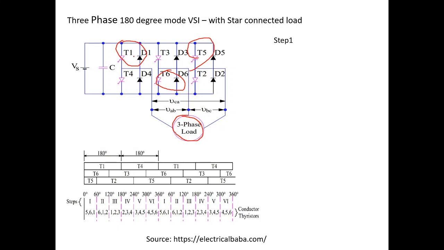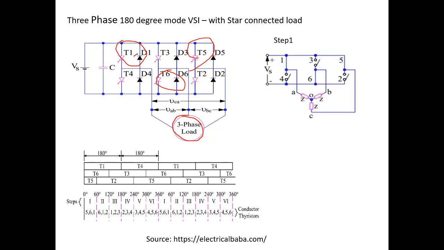In step 1, this is the equivalent circuit diagram. On the input side we have the voltage source, and on the output side we have the load: a three-phase balanced star connected load. I have taken the star connected load first, and the load is balanced. You can see each phase impedance is equal in magnitude, and of course in phase angle also.